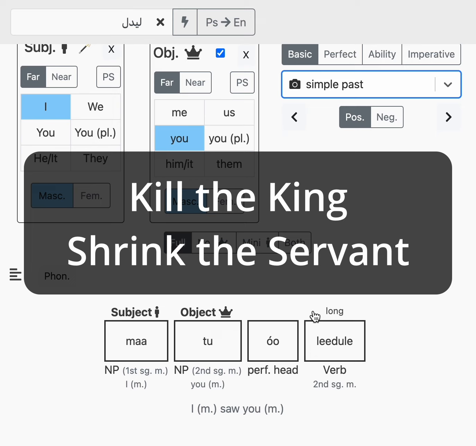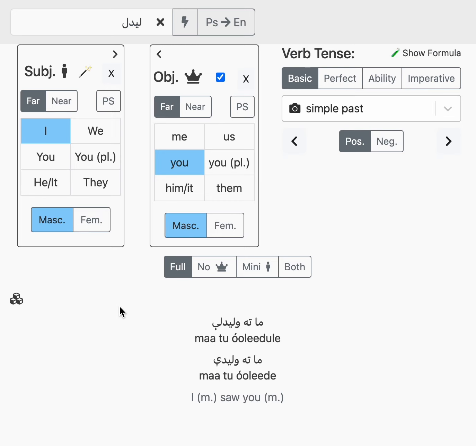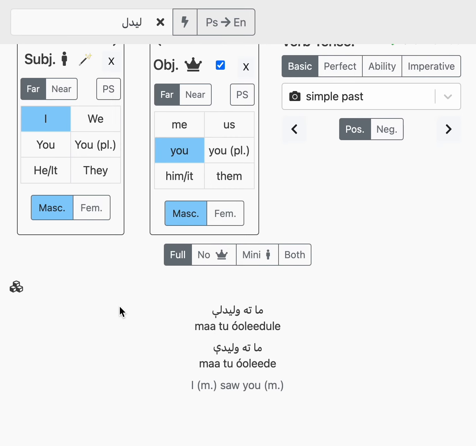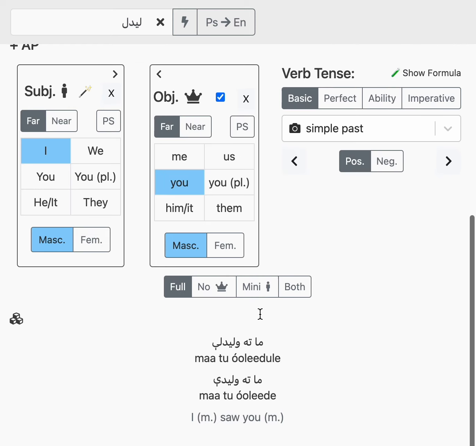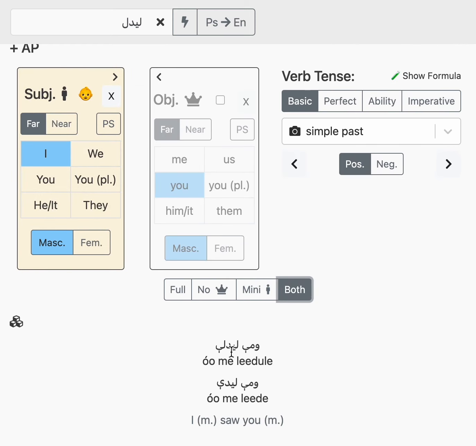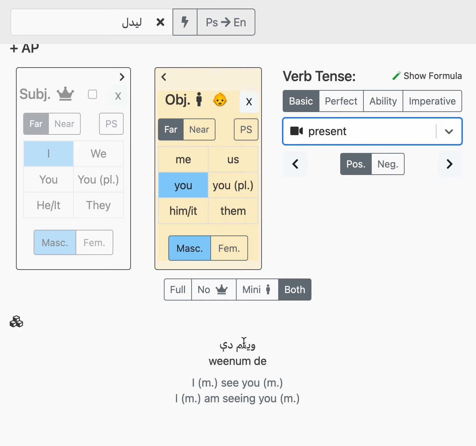You cannot take a servant and take it out of the sentence, and you can't take a king and turn it into a mini pronoun. You can only shrink the servant into a mini pronoun and kill the king, to remove the king from the sentence. Now you can notice how this totally changes whether we use past or present. Ma ta wulidele, let's shrink it down, wumilidele, and if it's present, winamde. It's so totally different, but following the same rules. Kill the king and shrink the servant.